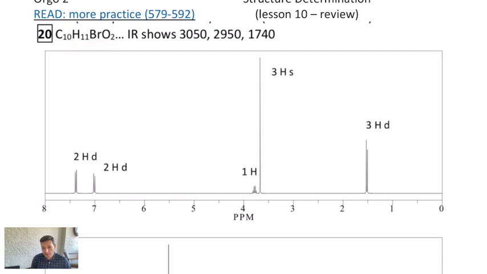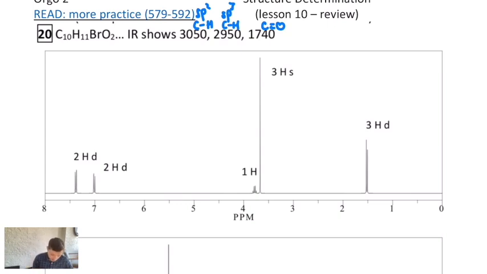I like to label what the IR signals signify first. 3050 and 2950, those are CH bonds, respectively sp2 and sp3 CH bonds. 1740 is a carbon-oxygen double bond. Not sure what type of carbonyl just yet. That's right on the border between things like ketones and esters, but it's probably one of those.